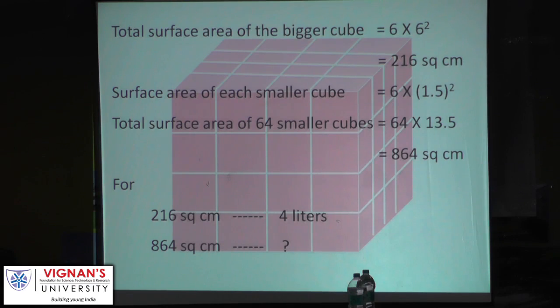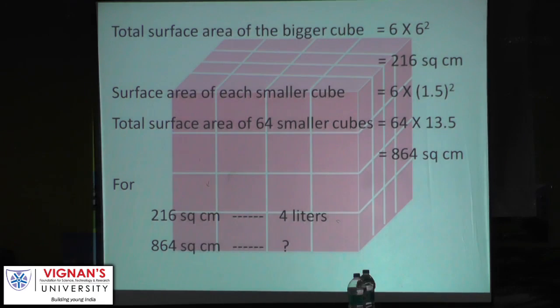For 216 square centimeters, 4 liters paint is required. For 864, how many liters is required? How many times more is it? 4 times more. 216 and 864: 864 is 4 times 216. So 4 times 4 is 16 liters. Now we require how many liters of paint? 16 liters.